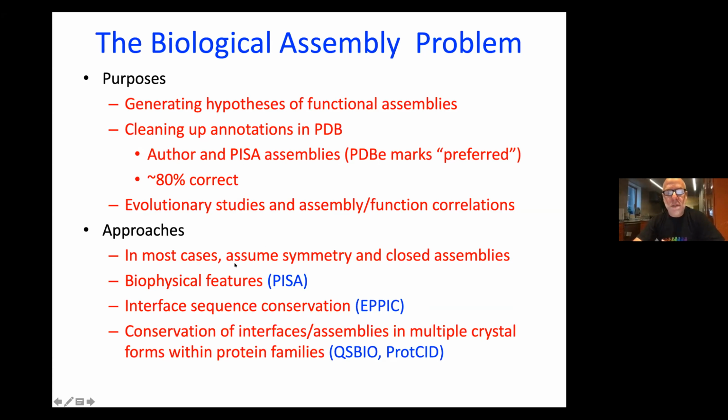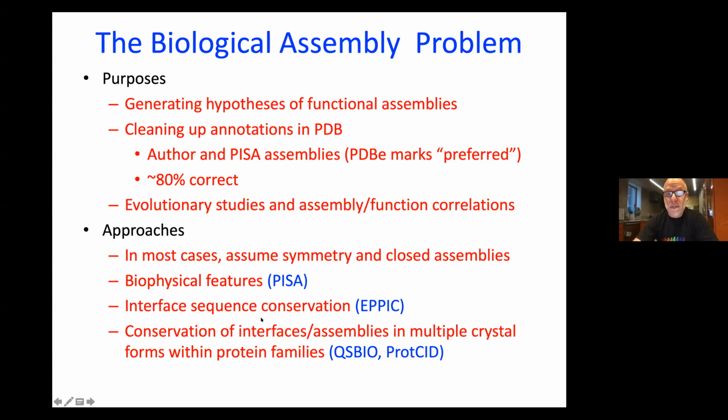There are different approaches to this problem. In most cases, people assume that assemblies are symmetric and closed. That is, they're not infinite chains. And of course, there are filamentous proteins like actin, but most protein structures in the PDB and crystals are closed assemblies, and usually symmetric if it's a homo-oligomer of some sort. Some of the approaches are to use biophysical features, like PISA uses surface areas and hydrophobicity and hydrogen bonds and things like that to assess what are good interfaces and what makes a good assembly.